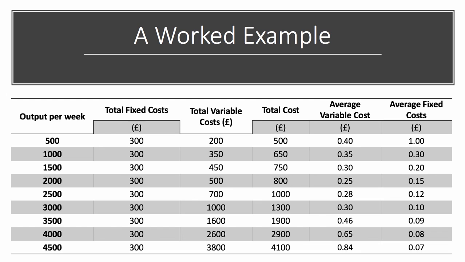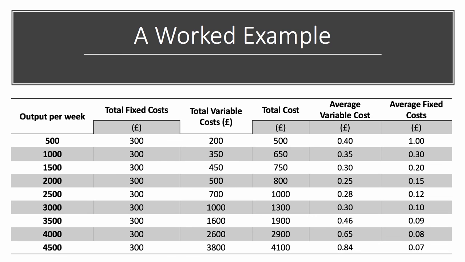So falling from 30p down to 20, 15, 12, and so on. There's actually a little mistake there. When output's 500, the fixed cost must be 60p, not £1, because it's 300 divided by 500. Apologies for that. But notice here that the fixed cost per unit must be falling and will continue to fall.